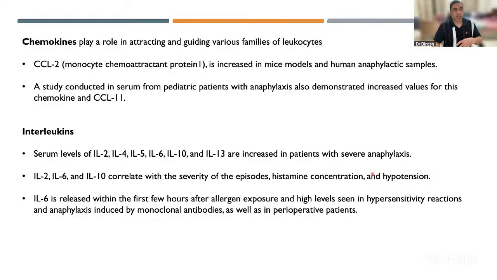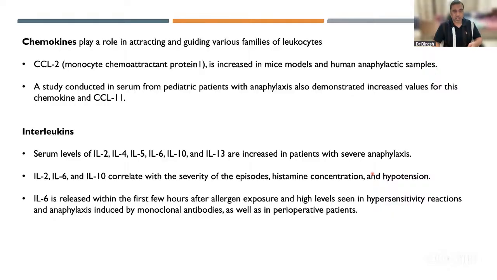Then besides the cytokines, among the chemokines mainly two are seen. CCL2, also called monocyte chemoattractant protein, was increased in mice models and human anaphylactic samples. And in one of the studies done in pediatric patients, along with CCL2, another chemokine, CCL11, was increased. So this may have a role in diagnosis.